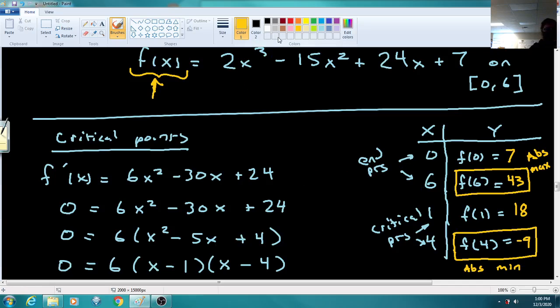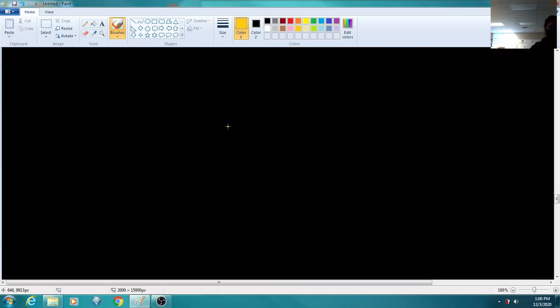So again, by the theorem, if I'm checking for the biggest or smallest values over an interval of a continuous function, I check the endpoints. I check all critical points that are within the interval. And the biggest y value is the maximum. The smallest y value is the minimum. So we'll do a couple more of those examples, and then we'll move on to something called Rolle's theorem.